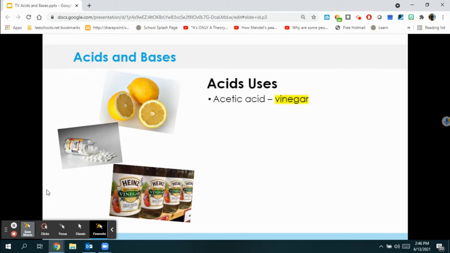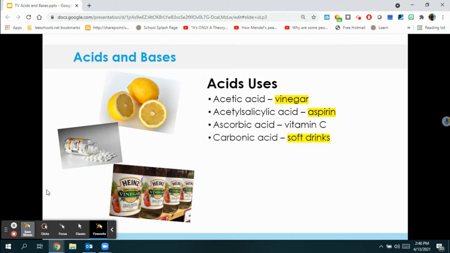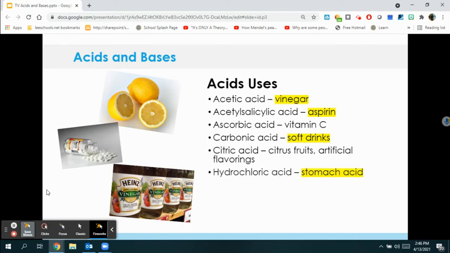Acid uses: acetic acid is vinegar, acetylsalicylic acid is aspirin, ascorbic acid is vitamin C, carbonic acid is in soft drinks, so the sodas that you drink have acid in them. Citric acid is in citrus fruits and artificial flavorings. Hydrochloric acid is in stomach acid. It's what digests your food. Nitric acid is in fertilizers and explosives. Sulfuric acid is in car batteries.